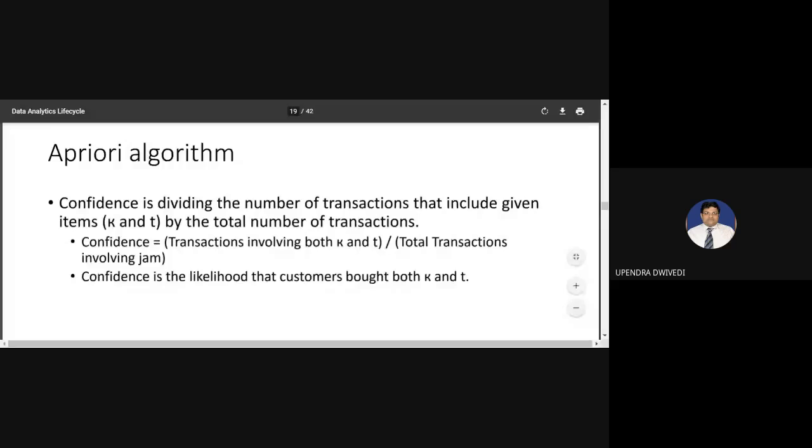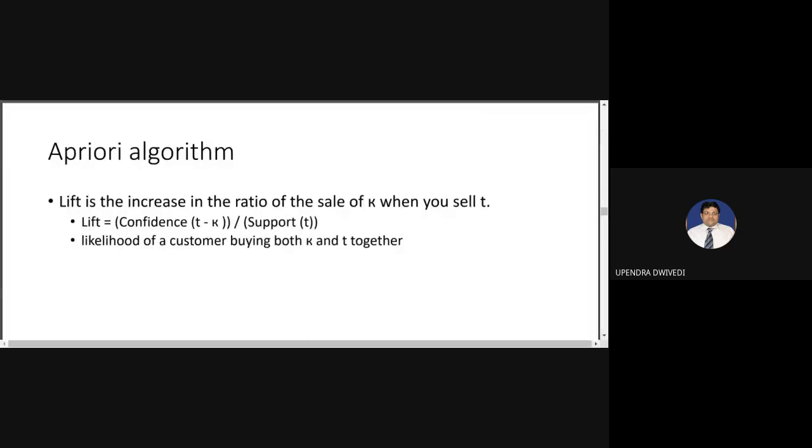And the third component is lift. Lift is calculated to find the likelihood of a customer buying both items together. We can calculate lift equal to the confidence of t and k divided by the support of t. We have already seen how to calculate the confidence. Then we calculate the support, and if we divide both terms, we get the lift.